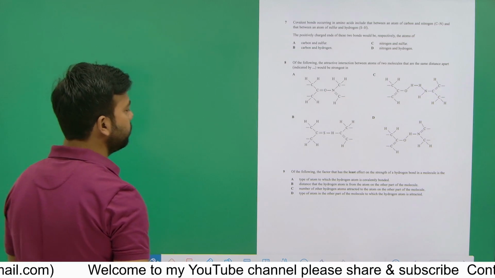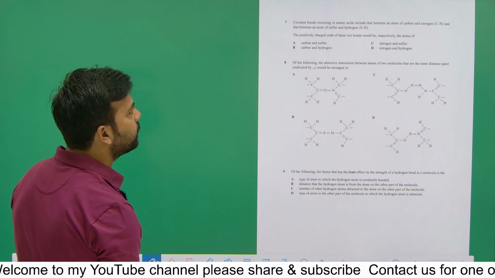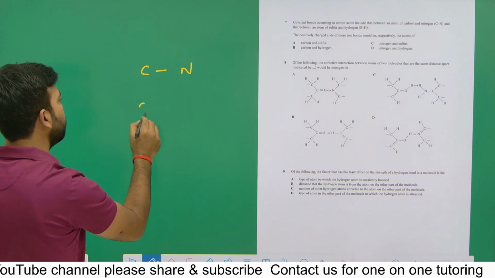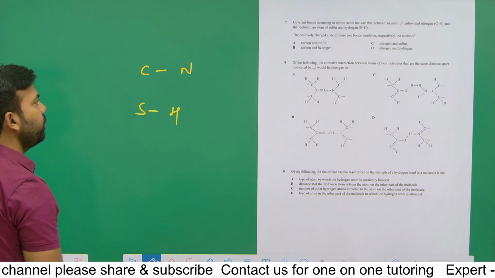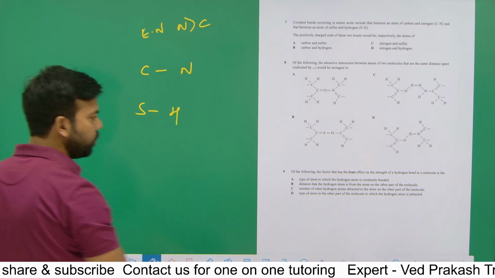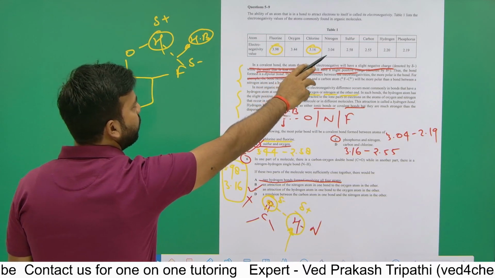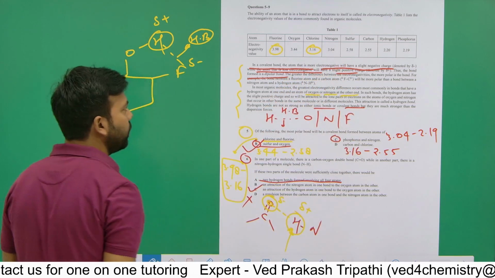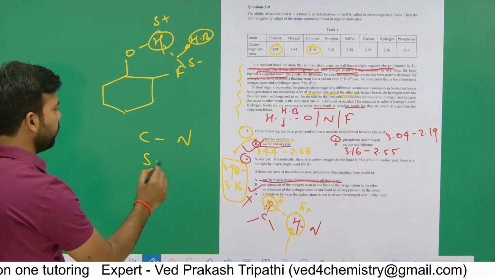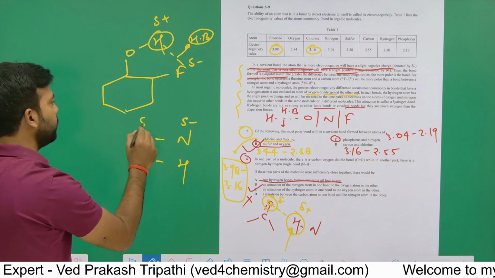Now look at the question 7. It is talking about the positive charge end of these two bonds would have respectively C-N and sulfur and hydrogen. I think between carbon and nitrogen, electronegativity of nitrogen is greater than carbon, and you can see from the table. Look at here. Nitrogen 3.04 and carbon is 2.55. So nitrogen is more electronegative, and carbon and nitrogen we have sulfur and hydrogen. So more electronegative will be delta negative. So here delta negative is nitrogen, carbon is delta positive.